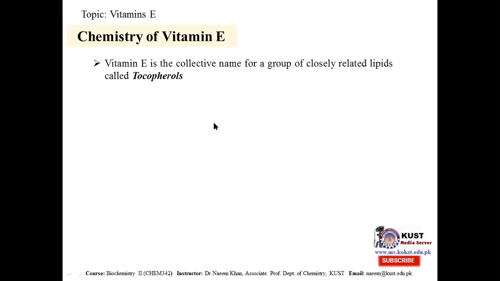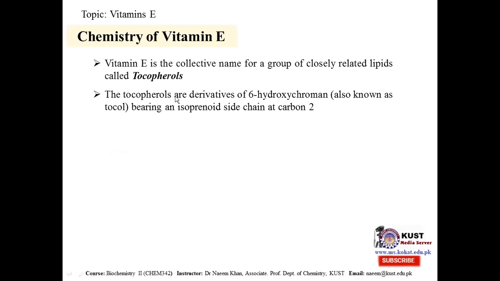Vitamin E is actually a collective name given to a group of closely related lipids, and they are called tocopherols. This is a class of compounds related to lipids, known as tocopherols. The tocopherols are derivatives of 6-hydroxychromene, which is known as tocol. They are derivatives of tocol, so they are called tocopherols. Tocopherols are the derivatives of 6-hydroxychromene, known as tocol, and they have an isoprenoid side chain at carbon number 2.